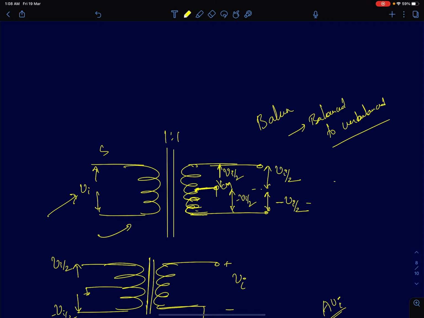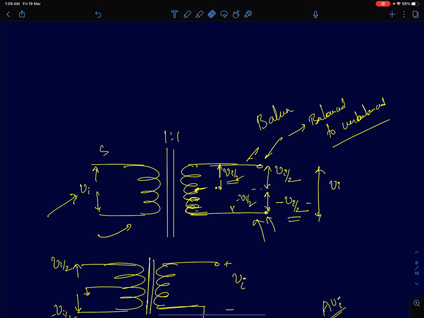We could apply a voltage at the center tap of the transformer. Let's say I apply a ground voltage here, the center tap shorted to a ground terminal. Then the voltage between the output and the ground will be Vi by 2, and the other terminal of the center tap transformer to the ground will be minus Vi by 2, so that the overall voltage between these two terminals of this transformer will be Vi. So it can naturally generate a differential signal.